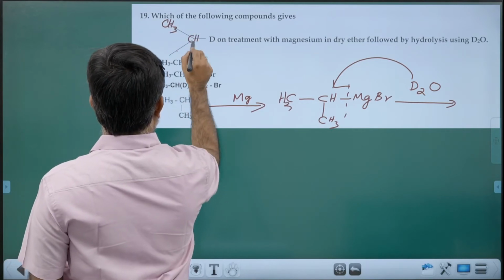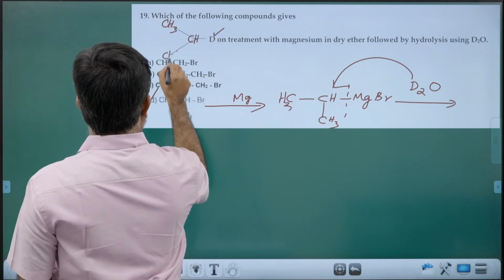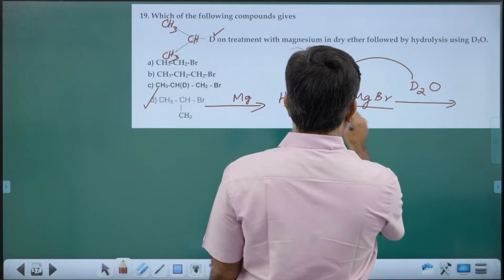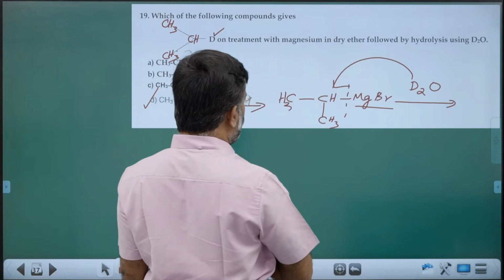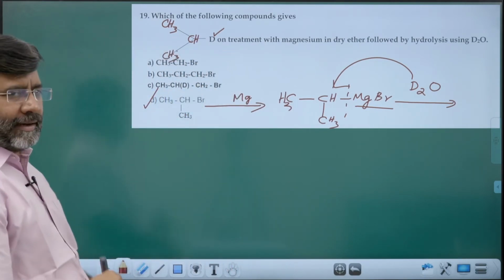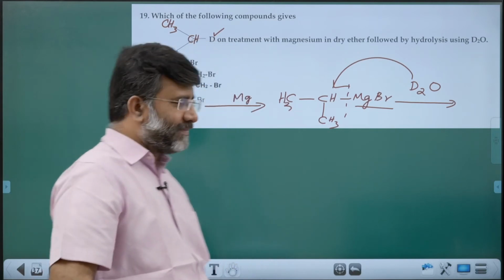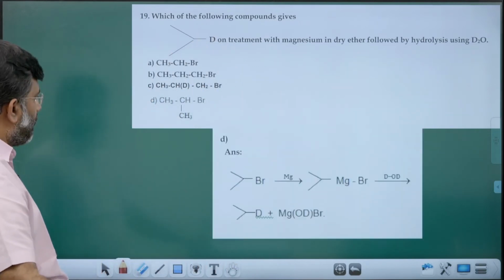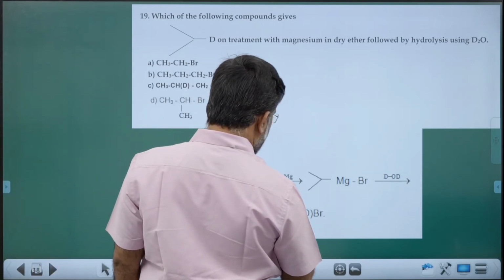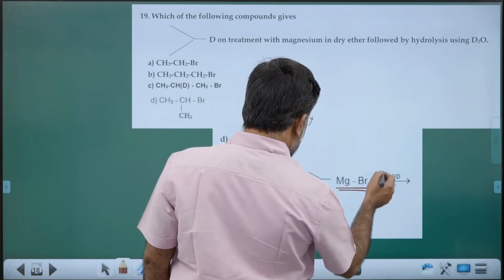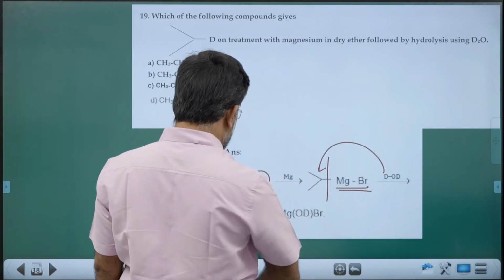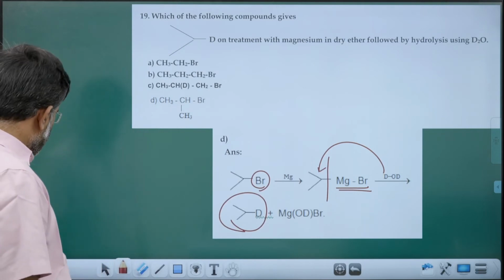CH3 CHD CH3. You see, it will break here, and one of the deuterium will come there, and that is the product. Option D is the correct answer. Okay, next. You see here, this bromine is gone and you get a Grignard reagent, and now it's breaking here, D will come here, and you get the concerned product. Next one.